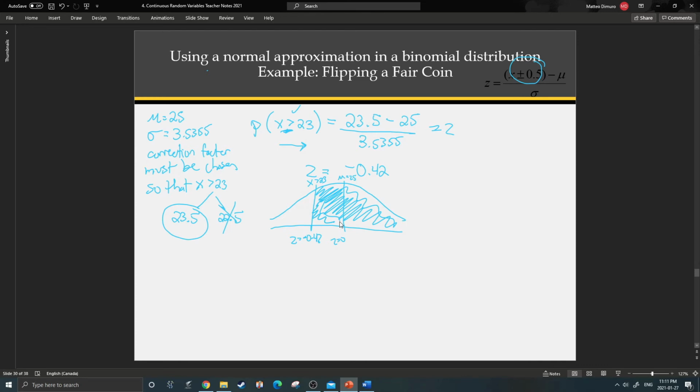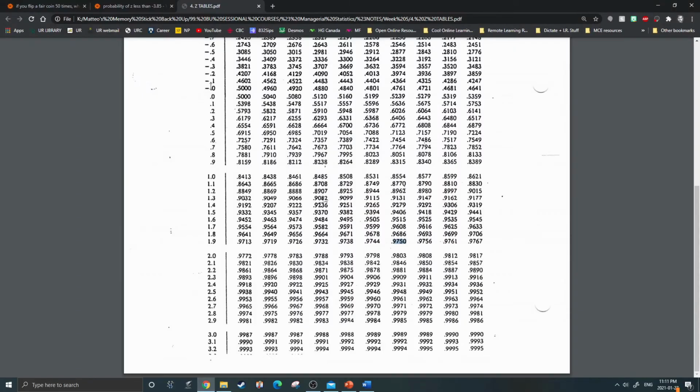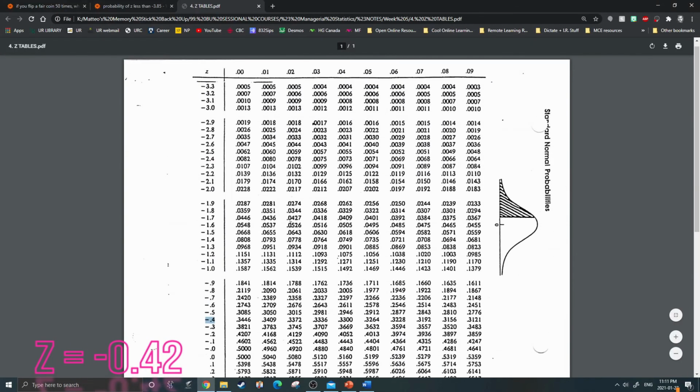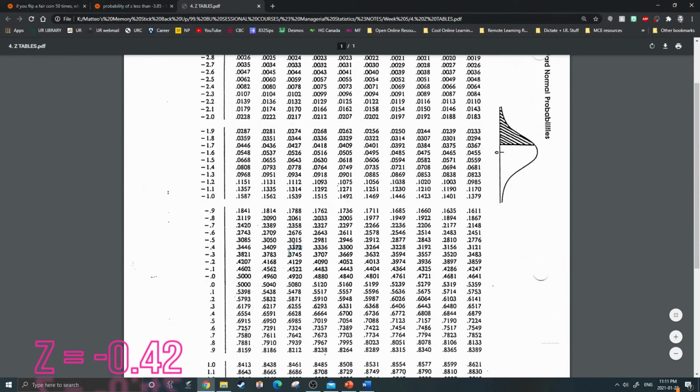Very important distinction. So go to your table, and we now know that the probability that x is greater than 23 is equal to the probability that the z-score is greater than negative 0.42. I will be looking for this line in your work. You must include that line for full marks. Let's go look it up. So look up negative 0.4, and then scroll over till you get to the 0.2 column, which is this one here. There it is, 0.3372. This table gives us the value to the left, so I'm going to have to go 1 minus that.